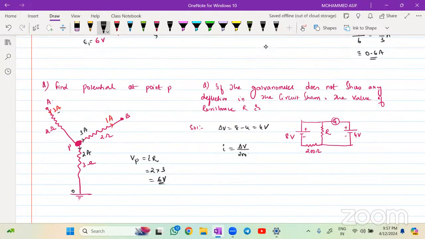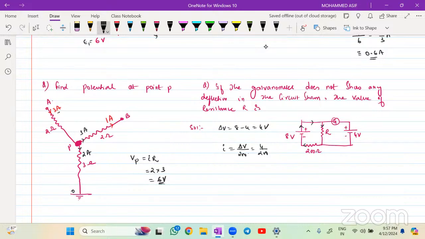Am I clear? So what is the current flowing in this? Whatever the current is flowing in the R, the same current will flow in the 200 also. So I is equal to delta V divided by 200. Delta V is how much? 4. 4 divided by 200. So the current in the R ohm is 4 by 200.